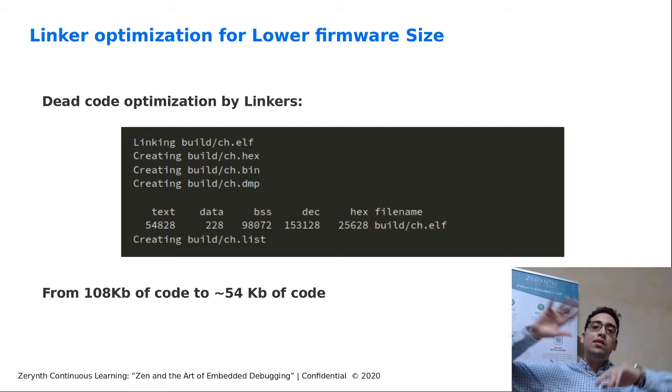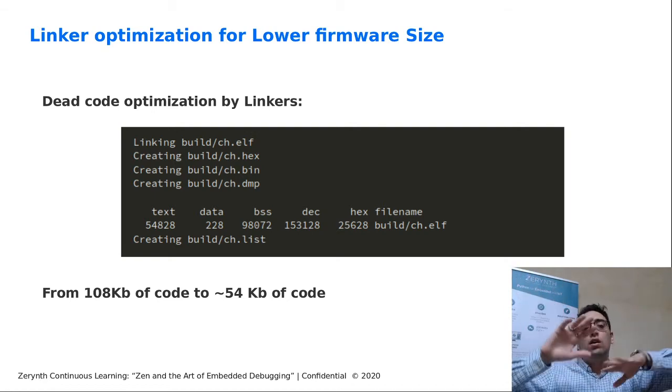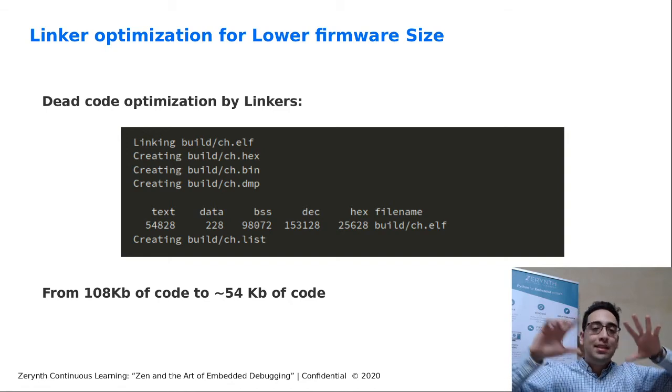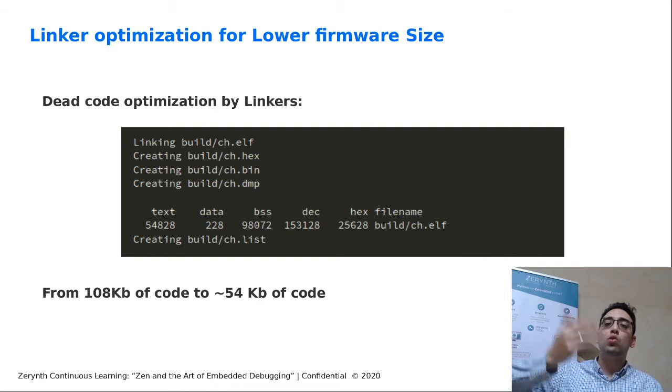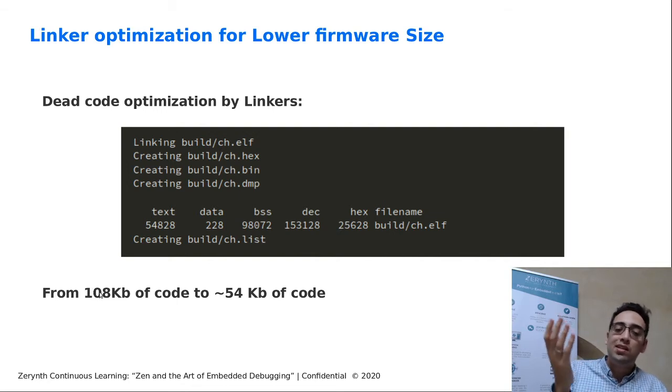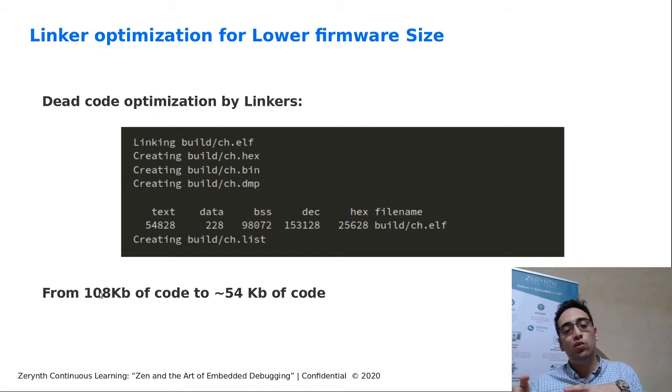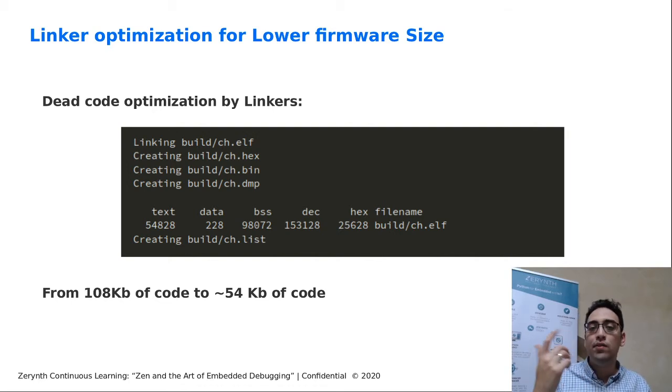So the linker is the one that brings in all the pieces of the software, and it can look at the pieces of the software that are not used and eliminate them. So that code optimization is done by the linker, and it will reduce the code size even more. So after the linker optimization, we are essentially from 108 kilobytes of code to 54 kilobytes of code. So less than half of the program memory size, just by very simple and very efficient optimization.